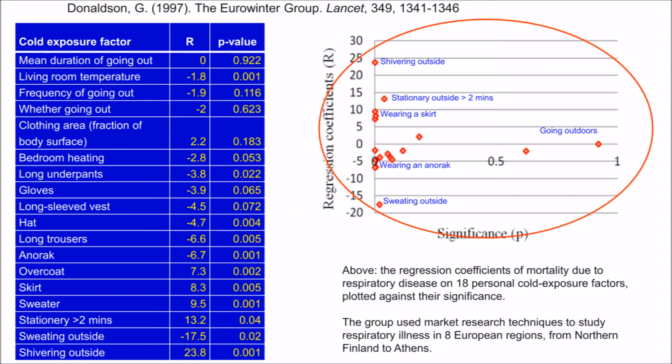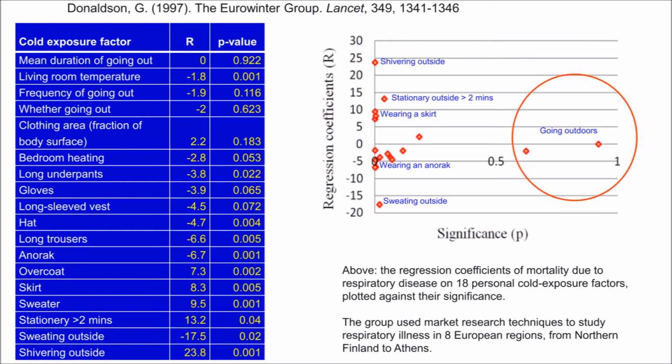So, looking at the graph, on the right-hand side of the graph are factors that appear to have no significance, while on the left-hand side there are factors that are highly significant, and the most meaningful data is on the left. At the top of the graph are factors that are correlated with an increased chance of dying of respiratory illness, and at the bottom are things that seem to be protective.